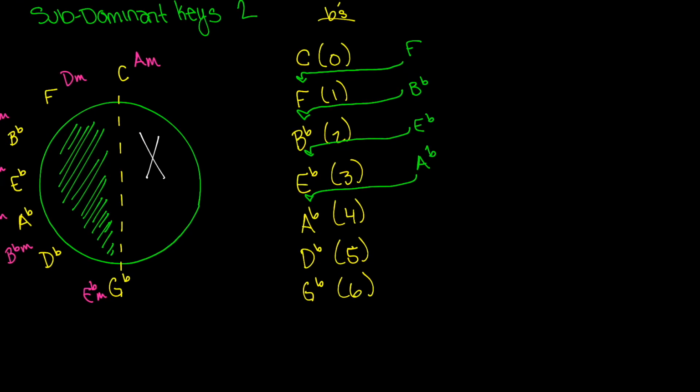I think about what is the 4th degree of A flat, and that is D flat. And that's what's getting listed over here as our next iteration. And finally, what is the 4th degree of D flat? And that would give us G flat. And that is what's listed over here.